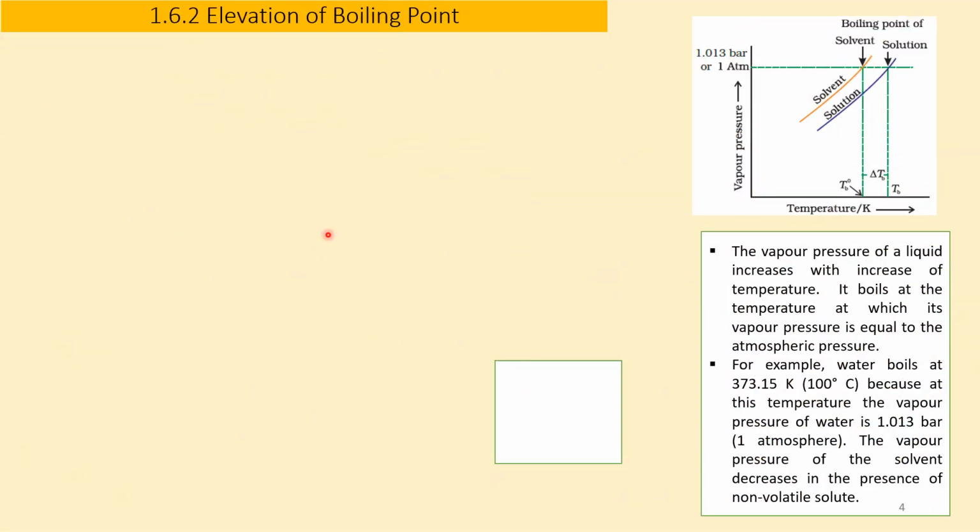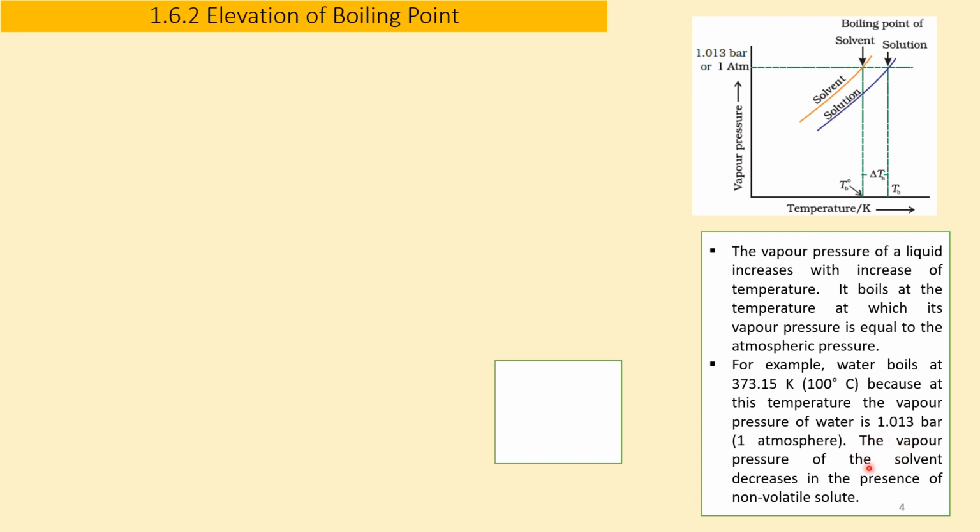Elevation of boiling point. The vapor pressure of a liquid increases with increase of temperature, and it boils at a temperature at which its vapor pressure is equal to the atmospheric pressure. So as we increase the temperature, the vapor pressure also increases. For example, water boils at 373.15 Kelvin because at this temperature the vapor pressure of water is 1.013 bar, that is 1 atmosphere.